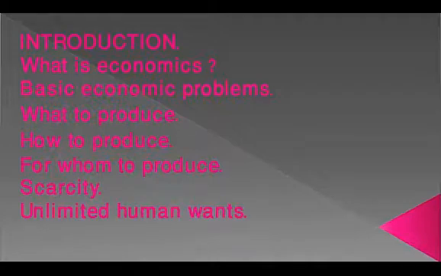Unlimited human wants. What is human want? Human want means a desire to get something which provides utility or satisfaction. For example, desire to buy a car, desire to buy a cloth, desire to buy a bread, etc. All these desires are human wants, and human wants are always unlimited.